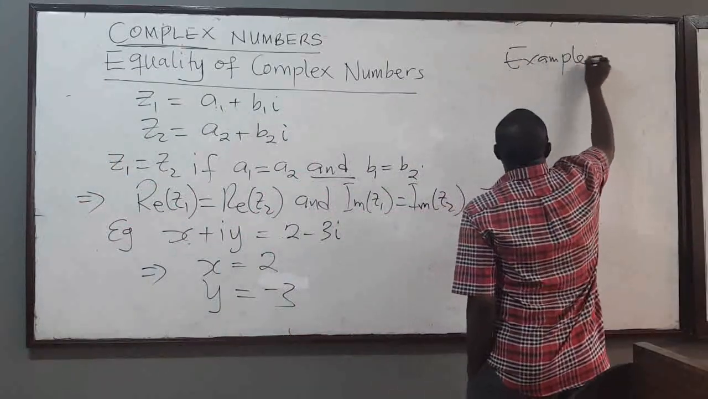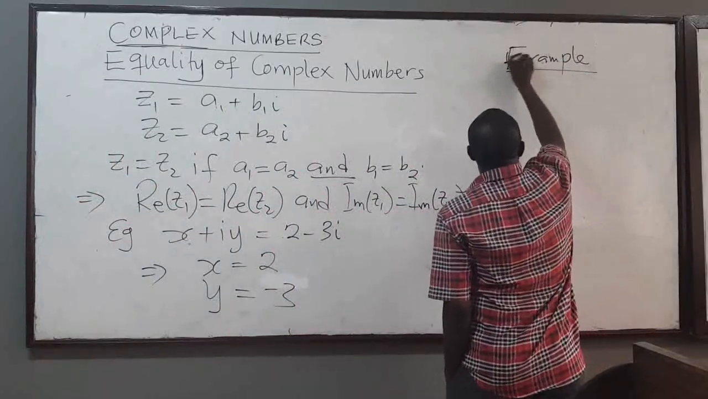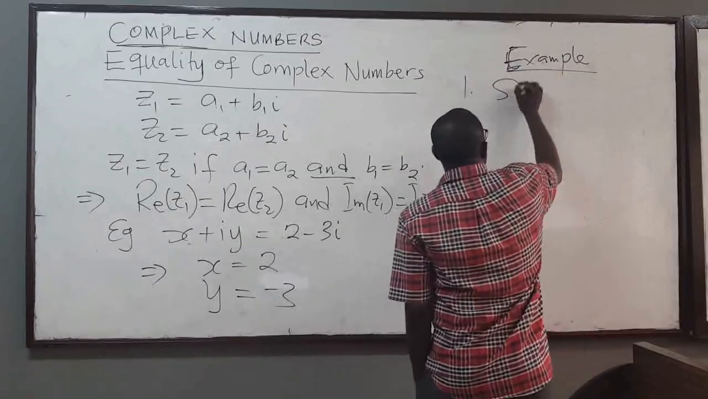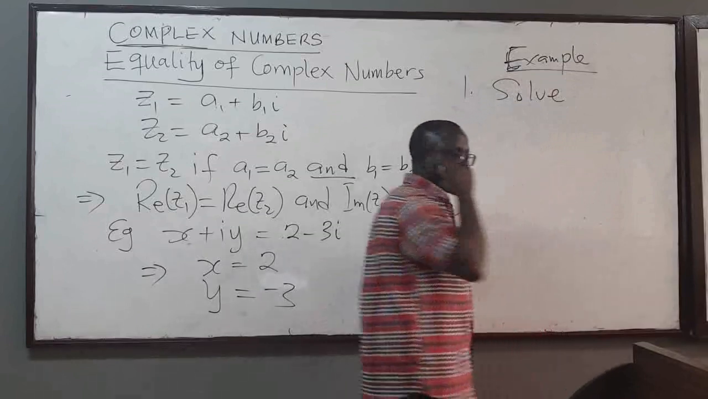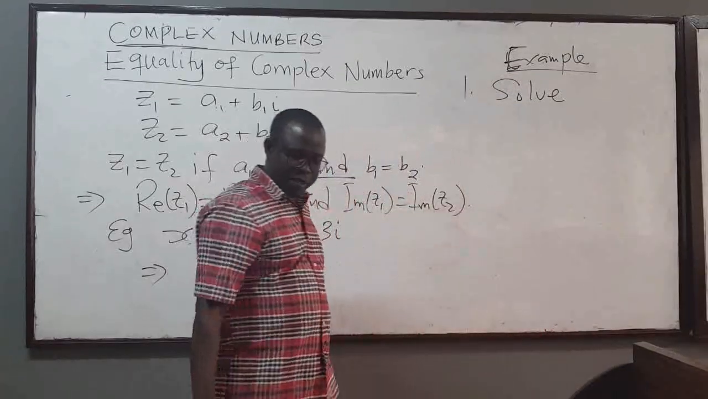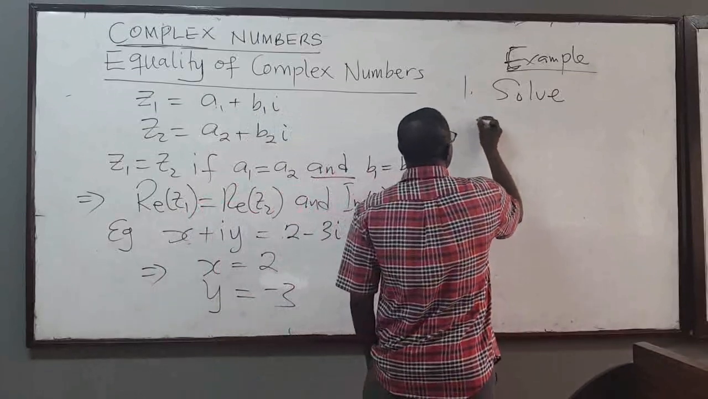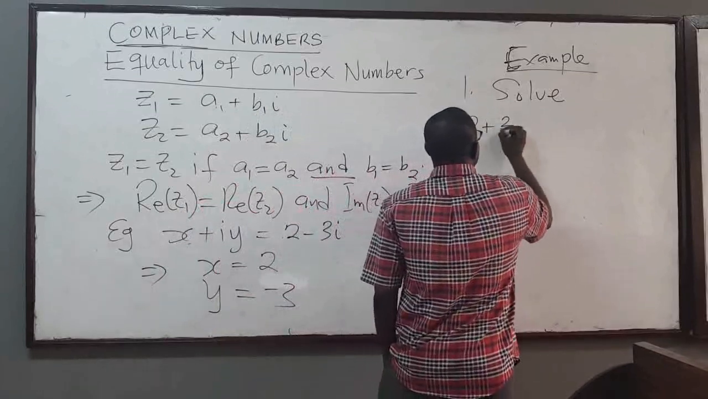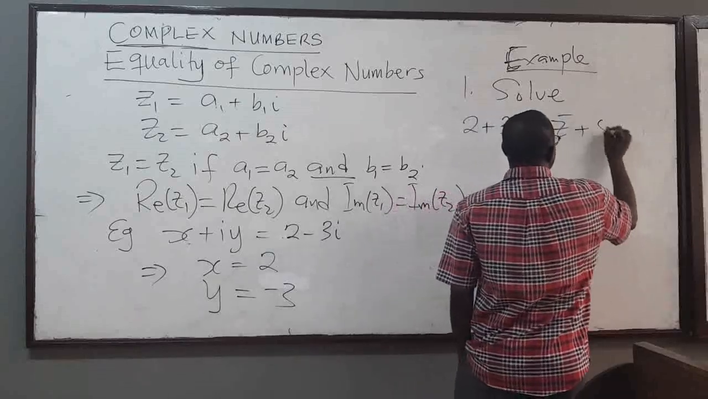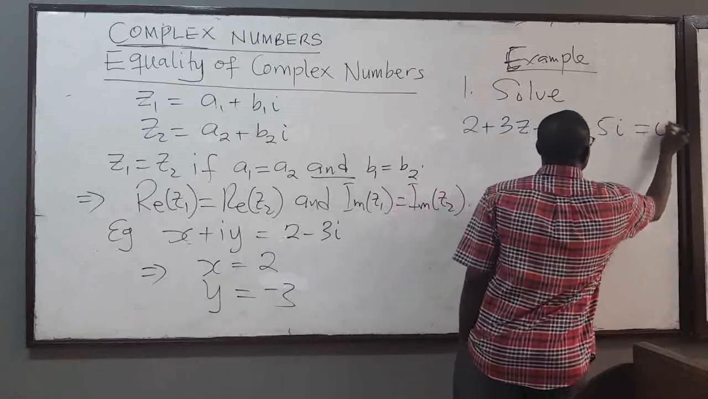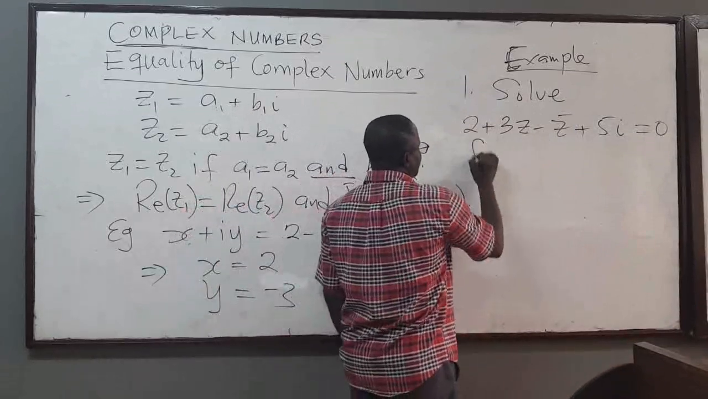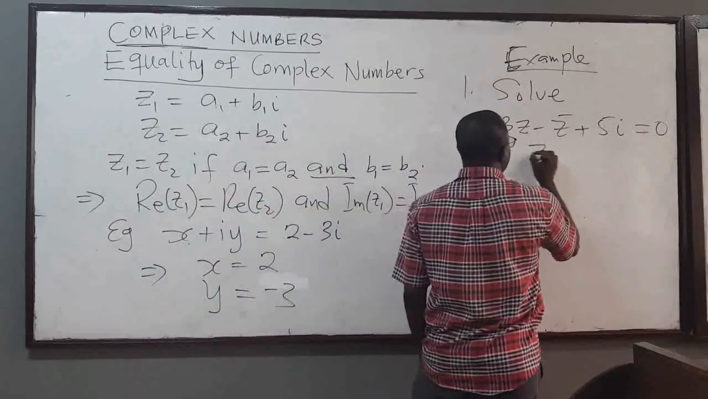Now let's look at some more examples of this. So this is very powerful. You can use the equality of complex numbers to solve more interesting problems. So say we want to solve, for instance, an equation involving complex numbers. So let's say you have 2 plus 3z minus z bar plus 5i is equal to 0. Solve this. So you want to solve for z.